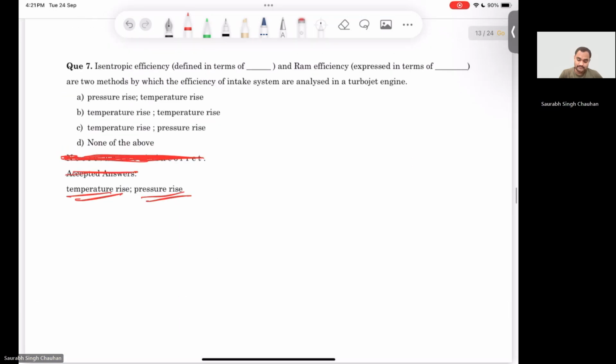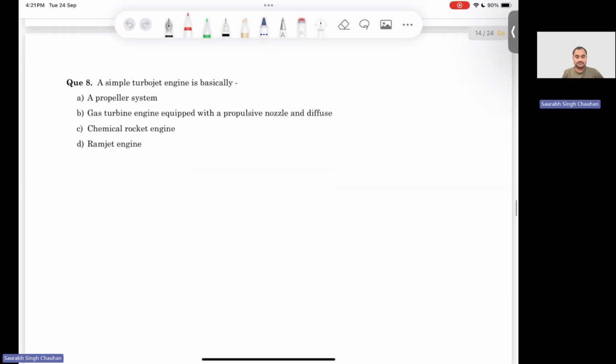So what basically is a turbojet engine? That we will see in question 8. In a simple turbojet engine, so a simple turbojet engine is basically what? A propeller system or a gas turbine engine equipped with a propulsive nozzle and diffuser, or chemical rocket engine or ramjet engine. So in a turbojet engine, we have a diffuser and we have a propulsive nozzle.